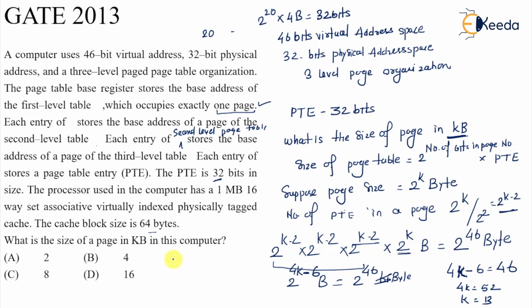So here my first question is, what is the size? 2 to the power k byte is the size, and k is 13. 2 to the power 13 will become 8 kilobyte. Okay, so the page size in this case will become 8 kilobyte. This is the answer for this question.